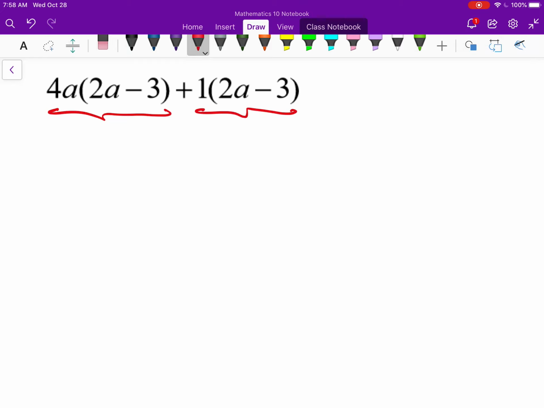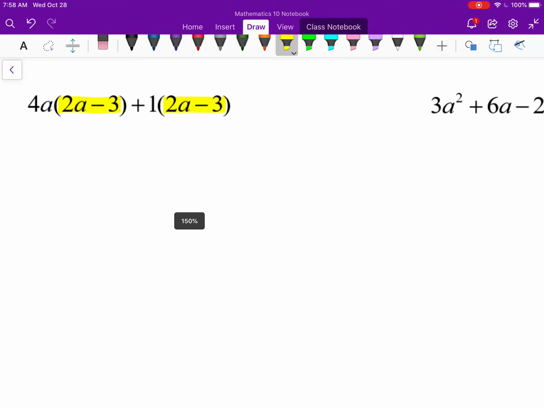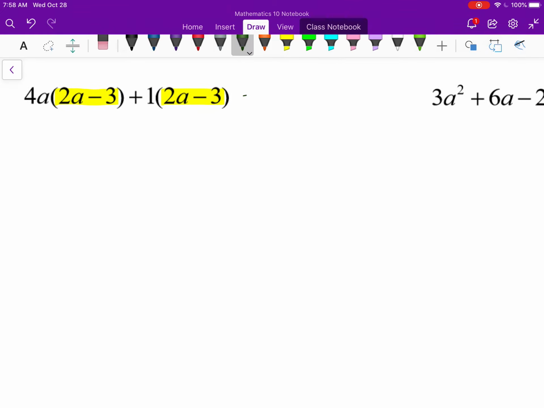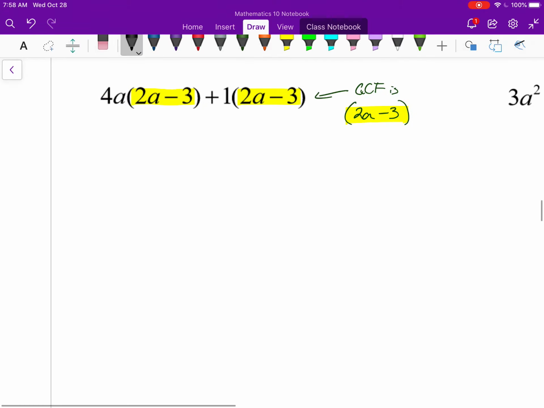So what do they have in common? Well, 2a minus 3. They have this, what we call a binomial factor in common. Both of these two big messy terms have a factor of 2a minus 3 in common. And so that's our GCF. The GCF is not 2a, but 2a minus 3, the whole thing. A little bit weird, but basically a common factor can have multiple terms. And so what I want to do now is pull that factor out, 2a minus 3, and I want to see what's left.